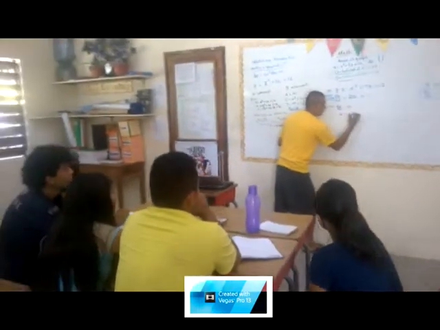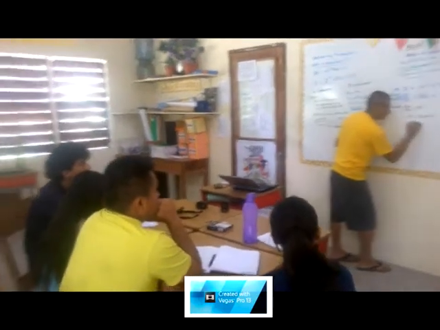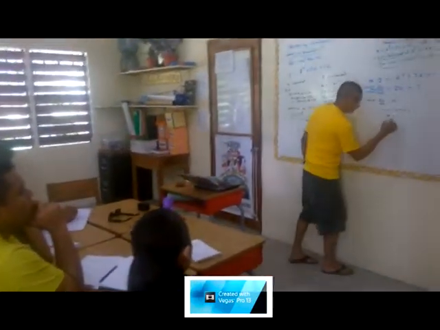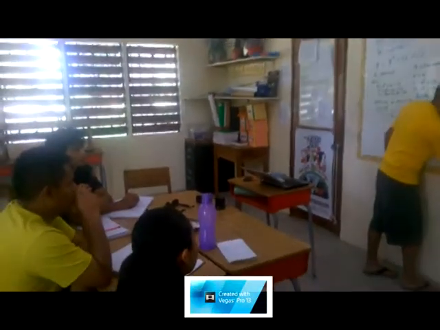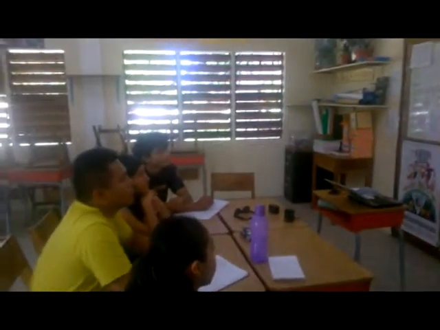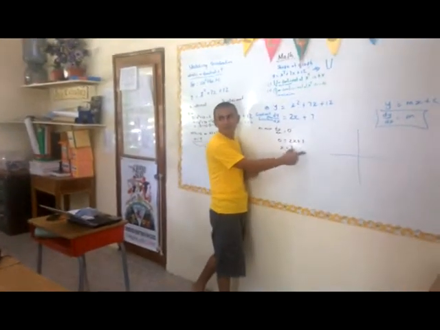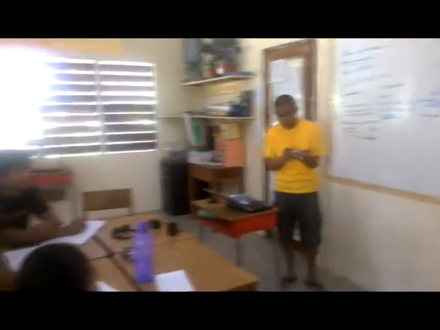0 is equal to 2x plus 7. In which case, Mr. Presenio, x is going to be what? 7 over 2. Good. X is equal to negative. Thank you very much. When you subtract 7 from both sides, you put a negative there. Good. Thank you guys.